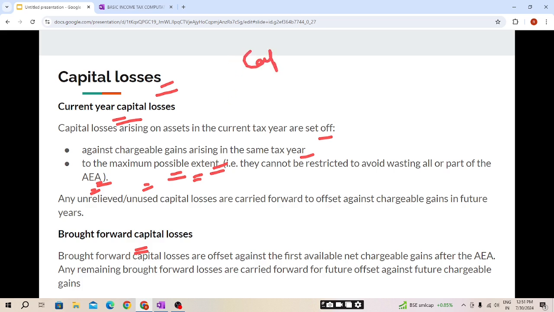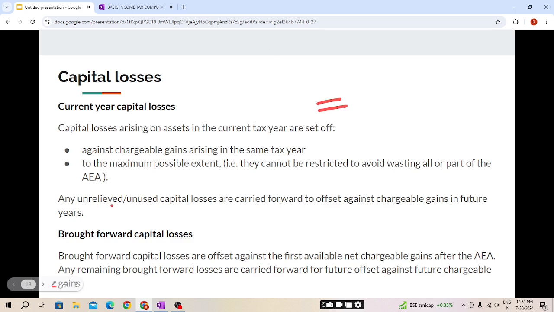As we have seen, chargeable gains less allowable loss. Allowable loss means current year capital loss, and this current year capital loss we need to set off. There must be maximum set off. No partial claim is allowed. Any unrelieved, unused capital loss is carried forward to offset against chargeable gains in future years.